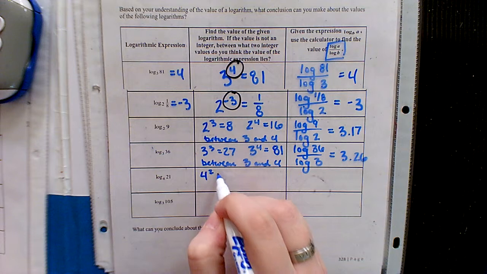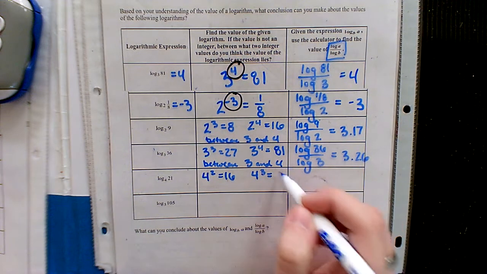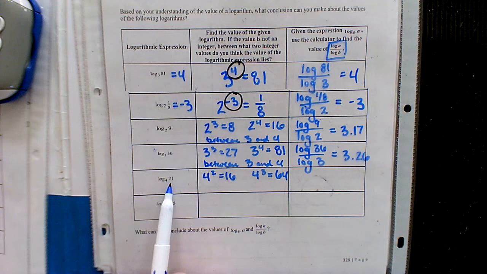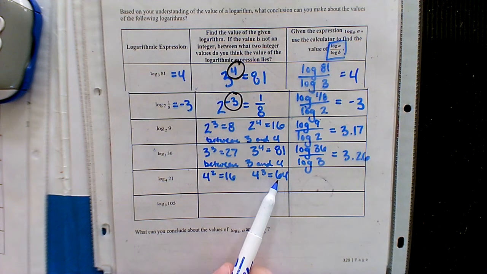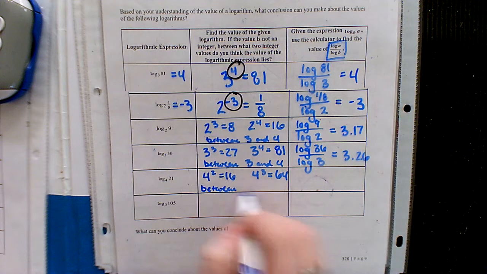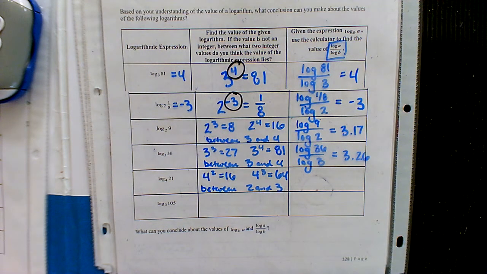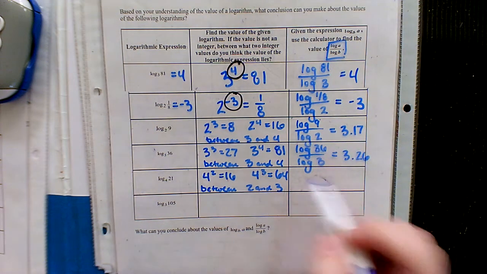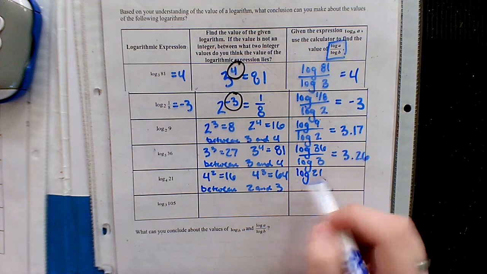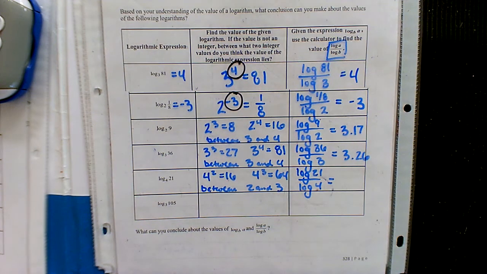All right, so 4 squared is 16. 4 cubed is 64. Notice how 21 is between 16 and 64. So the value of this log should be between 2 and 3. Since 21 is closer to 16, we should be getting something closer to 2 than 3. Let's make sure that happens on our calculator. So log of 21 over log of 4.